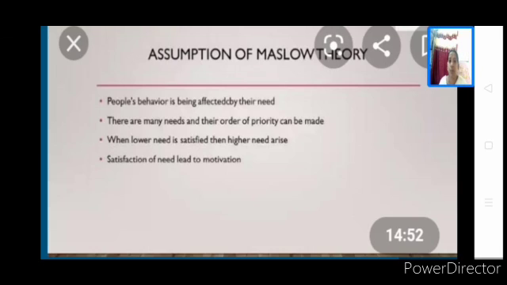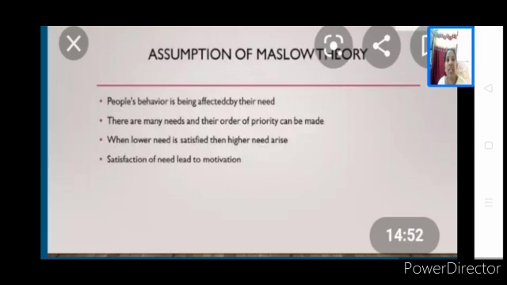When I behave in a particular way, there is a need behind that. Why am I behaving like this? There is a reason for that. So Maslow also says that employees' behavior is being affected by their needs. So if, as a manager, you are able to identify that particular need, you can motivate them in an effective manner.